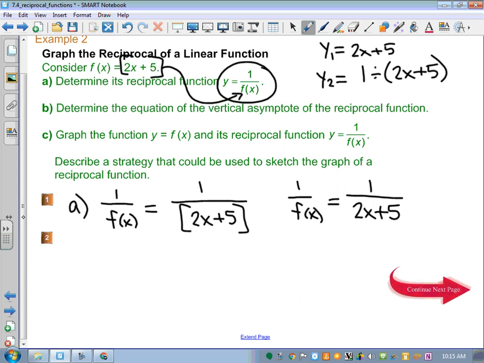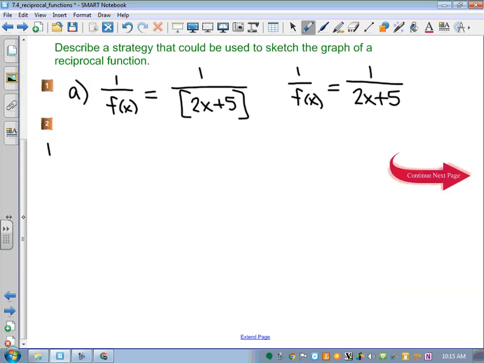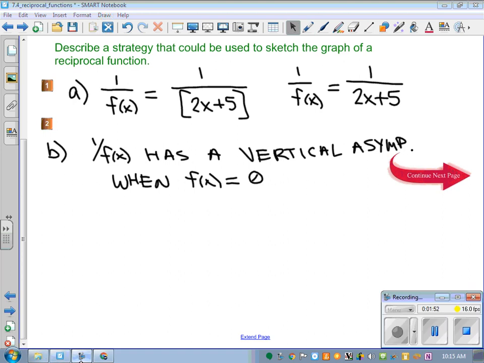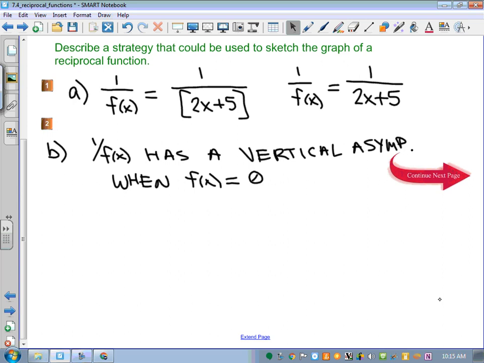Now, B wants us to determine the equation of the vertical asymptotes. And I just want to identify that 1 over f of x has a vertical asymptote when f of x is equal to 0. Always. That's one of those nice general statements in math that we can always say. And that's a really, really powerful thing. Solving for when a function is 0 is something you've done plenty of, so hopefully you're pretty comfortable with it.